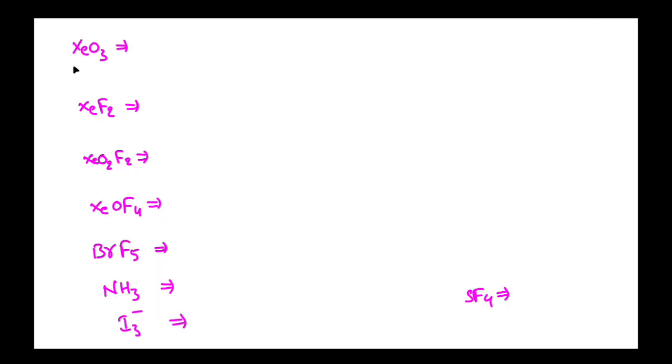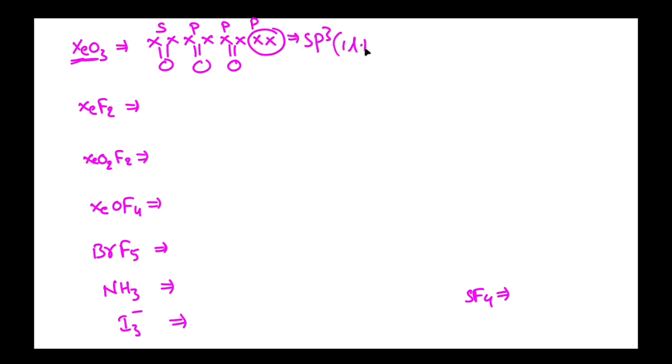In the XeO3 molecule, xenon is the central atom. It has 8 valence electrons and is surrounded by 3 oxygen atoms. Each oxygen utilizes 2 electrons, and 1 lone pair is there. This belongs to s, p, p, p orbitals, so it is sp3 with 1 lone pair. Because of sp3 with 1 lone pair, it has a pyramidal shape.